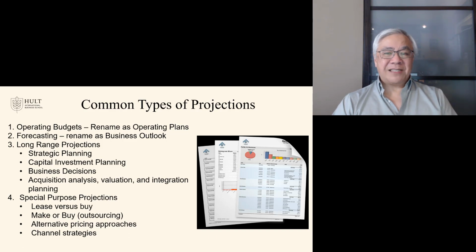We're obviously talking about budgets, so budgets are one, and they could be operating budgets, they could be cash budgets. What we're calling them in this course are operating plans. We'll explain why it's not just a word, there's actually meaning behind the use of that word versus the word operating budgets.